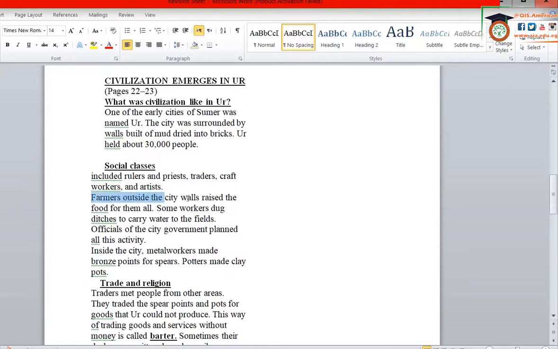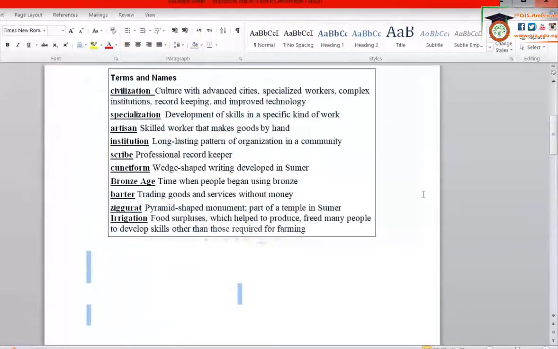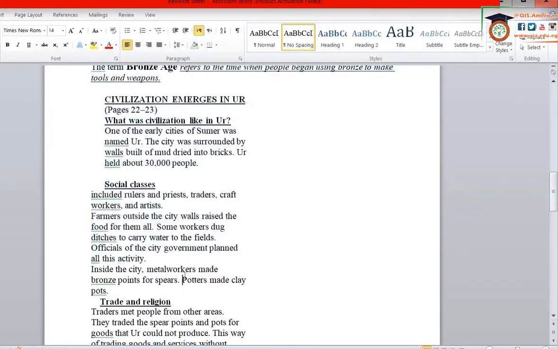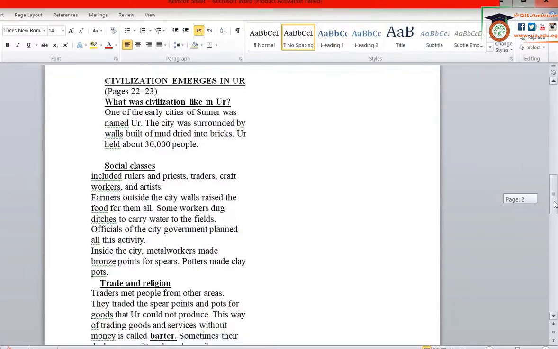Well, farmers outside the city walls raised the food for them all. Some workers dug ditches to carry water to the fields. Officials of the city government planned all this activity. So all of this work was under the supervision of whom? It is under the government supervision. Very important.